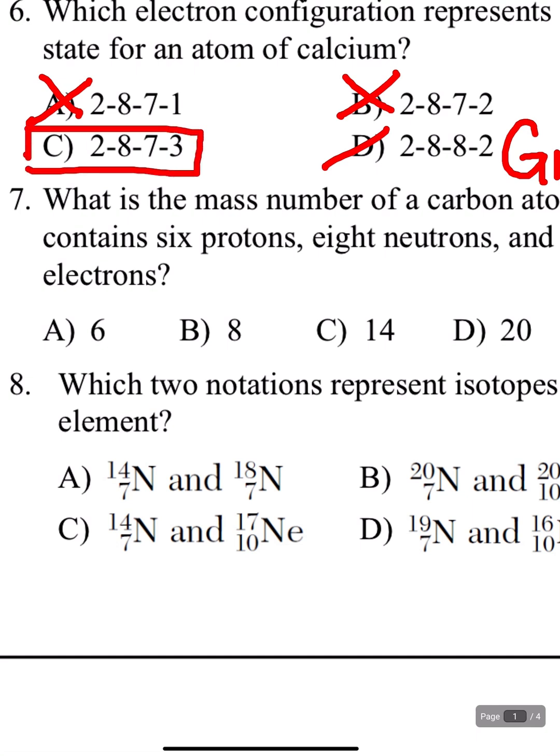In C, I see that, how did it go from D to C? One electron from the third shell went to the fourth shell, and that's why I have 2873.